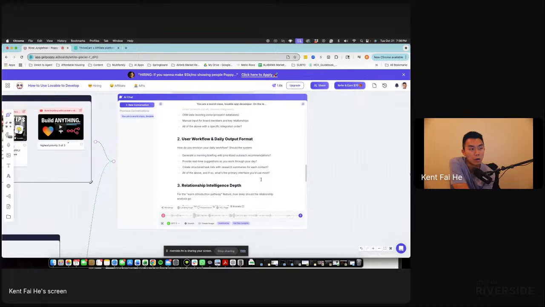And the most important one is going to be that morning briefing with prioritized outreach recommendations. Ideally, they should even be time boxed, but that's okay if they're not. And in addition, at the end of the day, the personal assistant should be reaching back out to the fundraiser and say, hey, who did you talk to today?